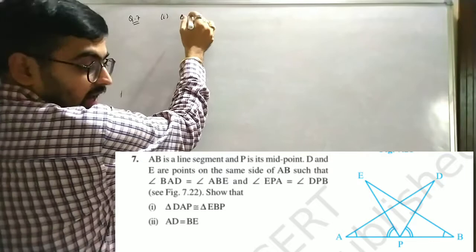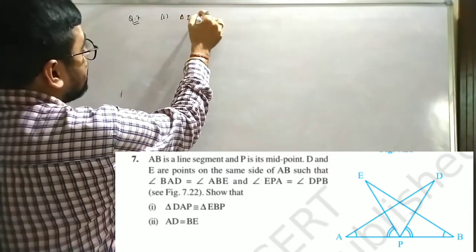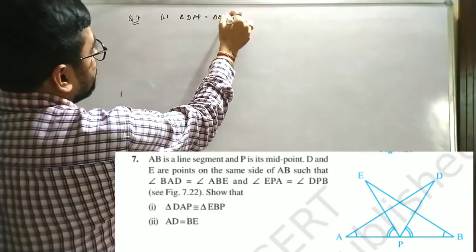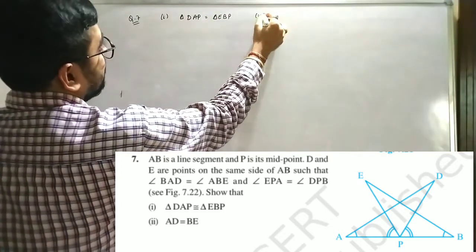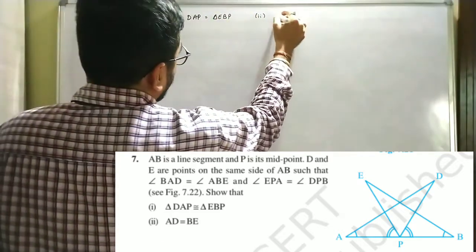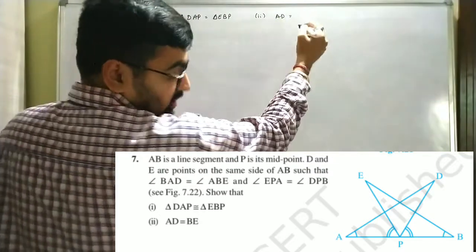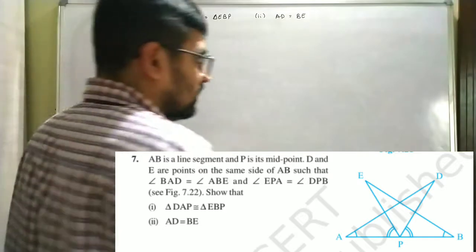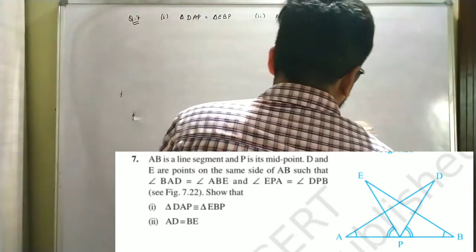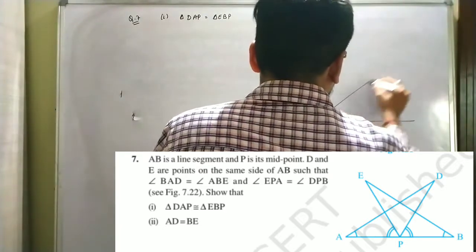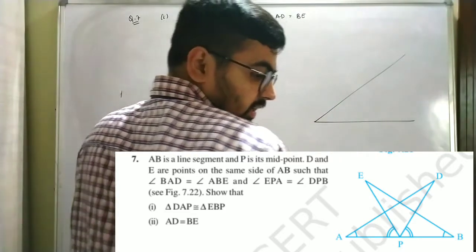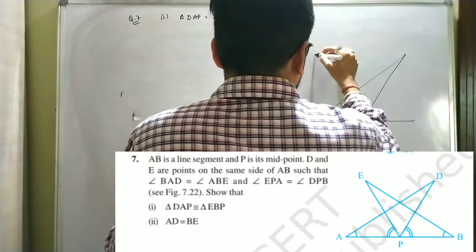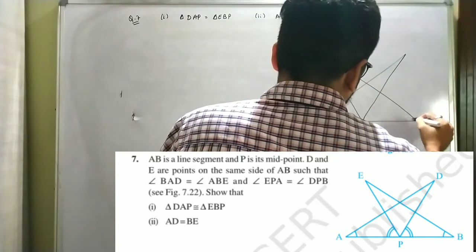First, triangle DAP is equal to triangle EBP, and second, I guess it will come out from the congruence only, मतलब CPCT से हो जाएगा AD equals to BE. Nevertheless, the figure we will draw. Correct. So it is given something like this, AB, फिर A से D, D से मिड पॉइंट पे P, P से E और E से वापस B पे.